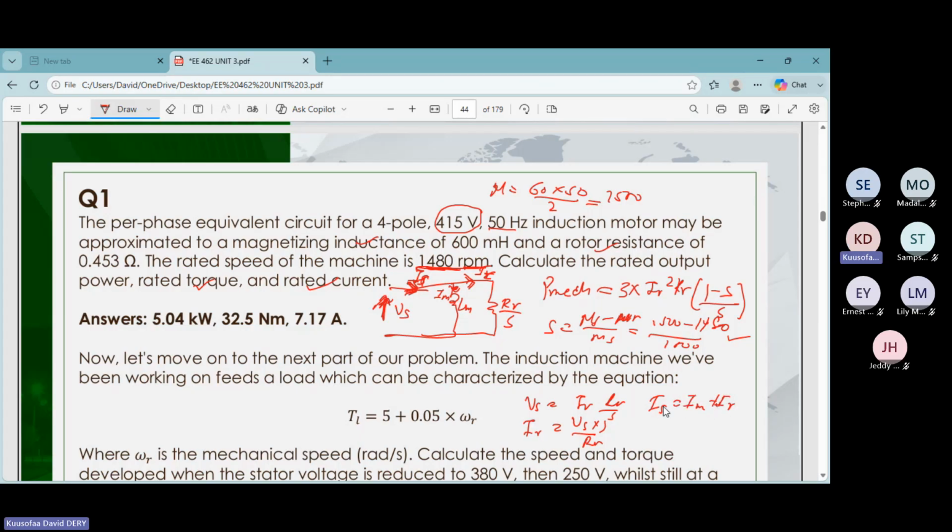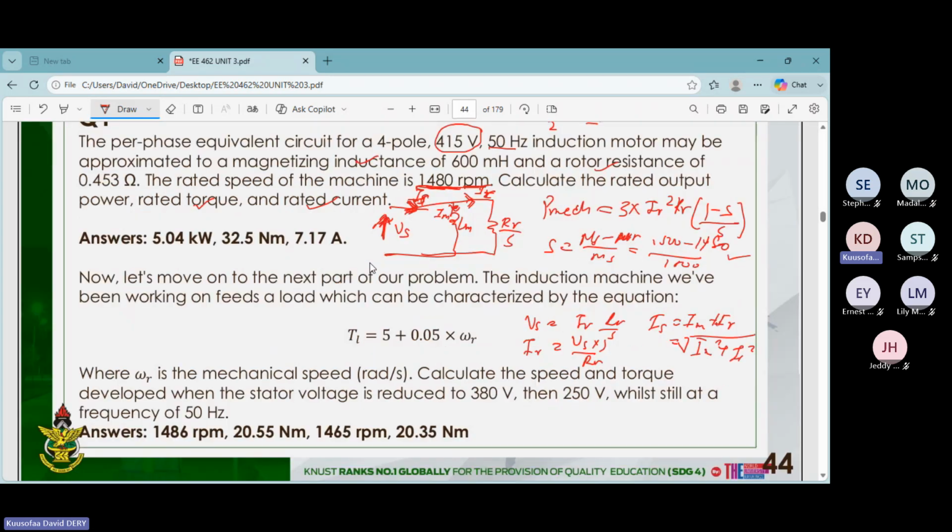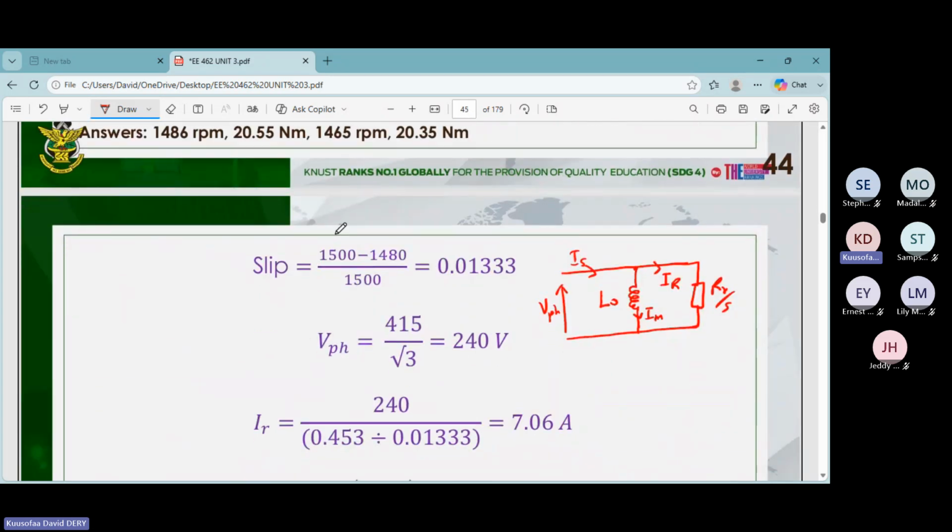Since we are interested in the magnitude, we know how to calculate the magnitude, which should be the square root of IM squared plus IR squared. So we can take a look here to determine IM, and then we have IR. So let's just go through that portion of the solution, then we'll come and continue with the rest of the problem.